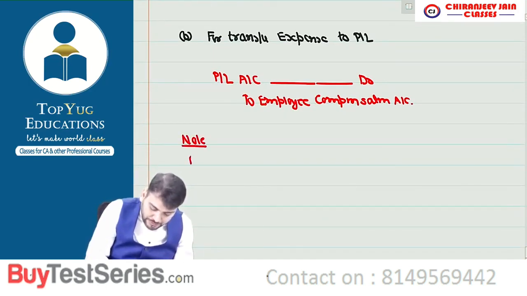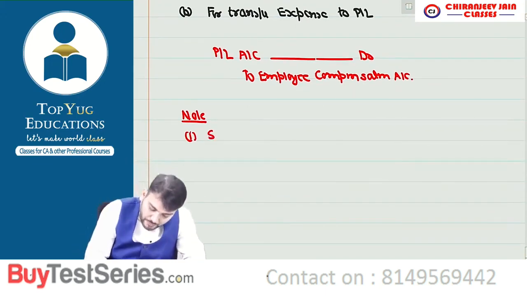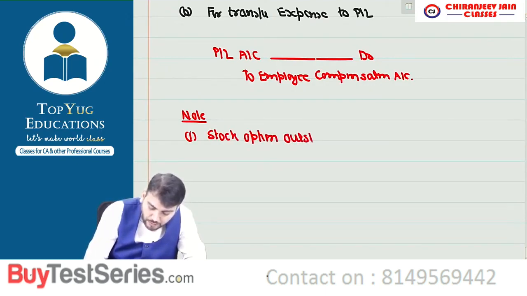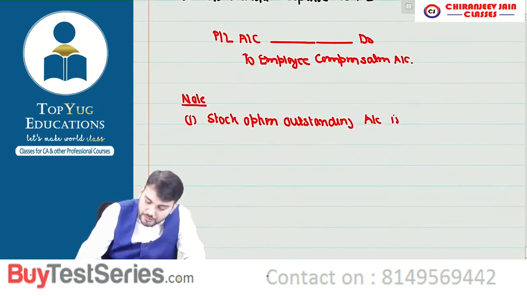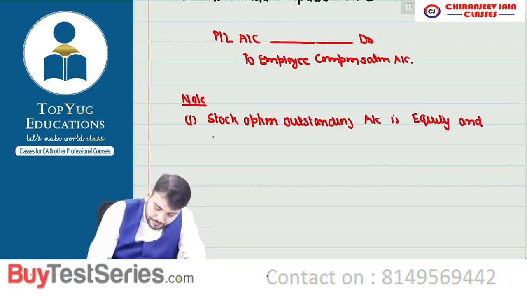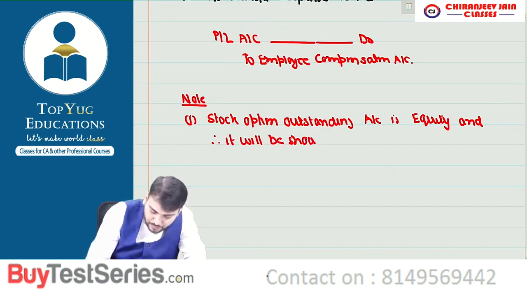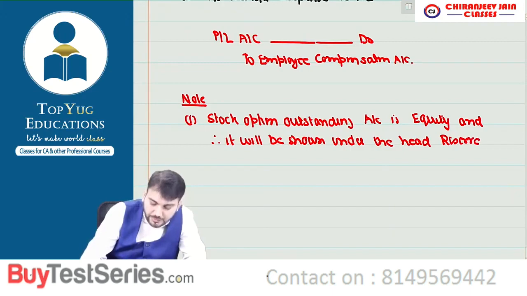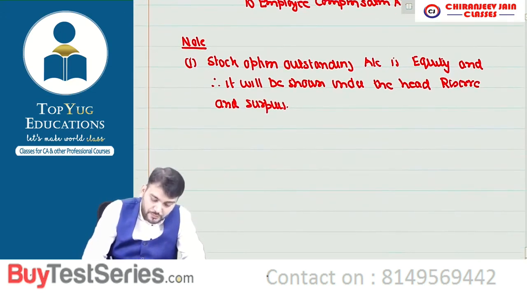Let us write some notes. Note number one: stock option outstanding account is equity and therefore it will be shown under the head reserve and surplus. Correct?